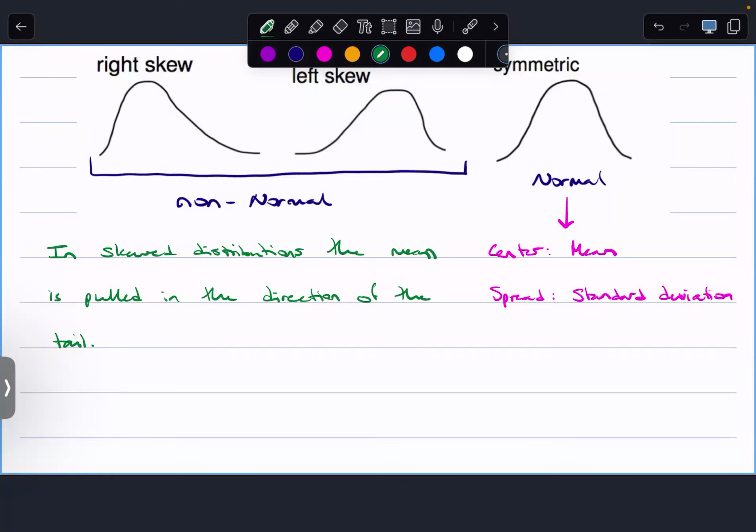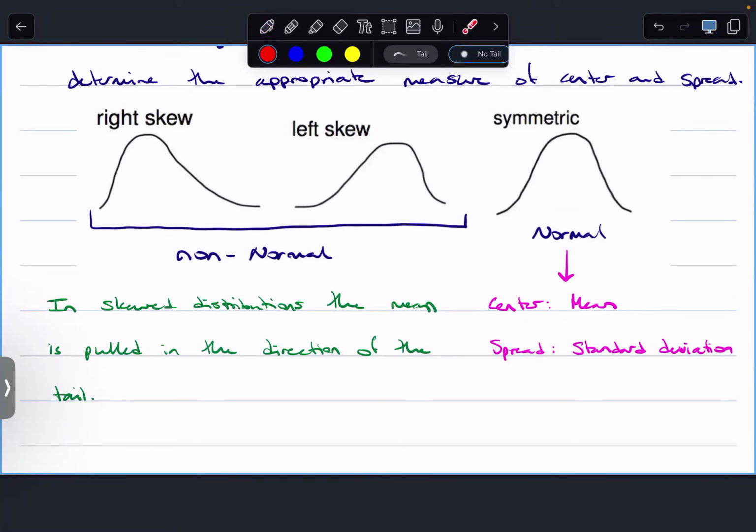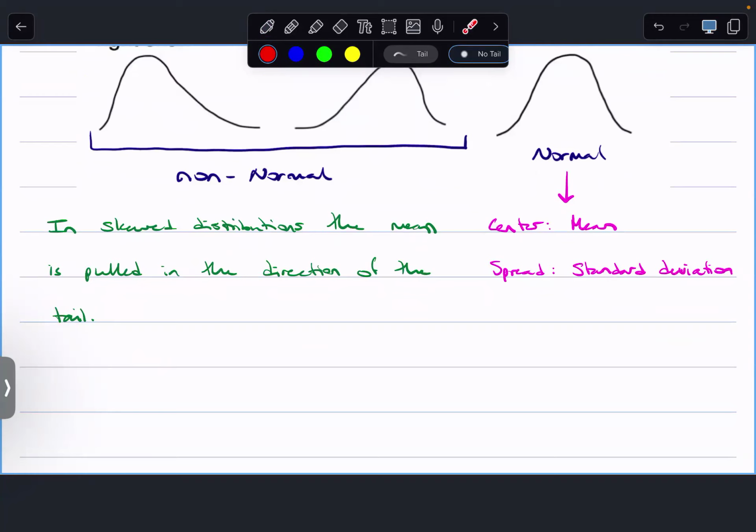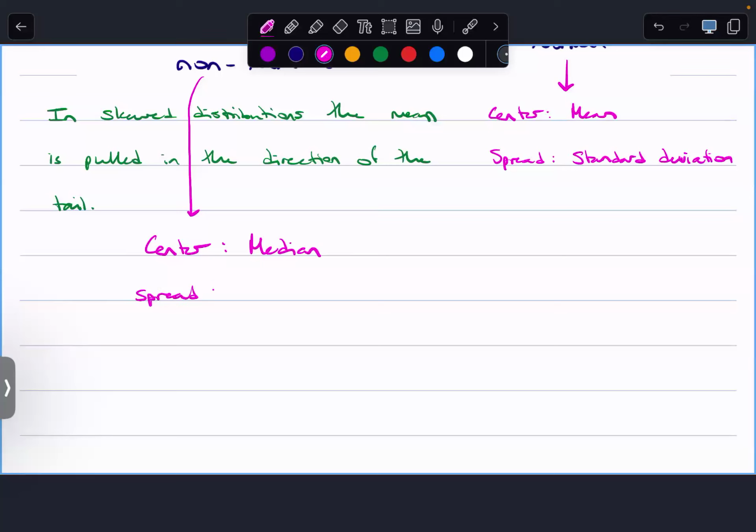And so for skewed distributions, we're going to be talking about the median as the center. So for non-normal distributions, the appropriate measure of the center is the median, and the appropriate measure of the spread is called the interquartile range. Got a little bit of work to get up to that point, but we abbreviate it IQR. And so these are the two things that we're gonna spend quite a bit of time on today: what's the median and what's the interquartile range.